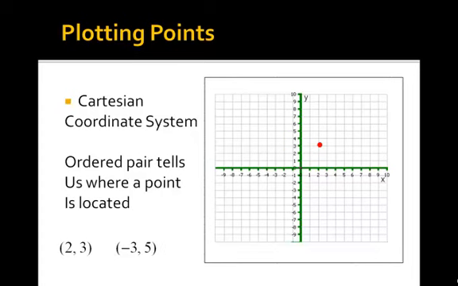All right, let's go ahead and grab another one. Here I have the point (-3, 5). So again, I'd find -3 on the x-axis, and I'd find 5 on the y-axis. I'd find where both of those intersect, and I'd go ahead and put a point.